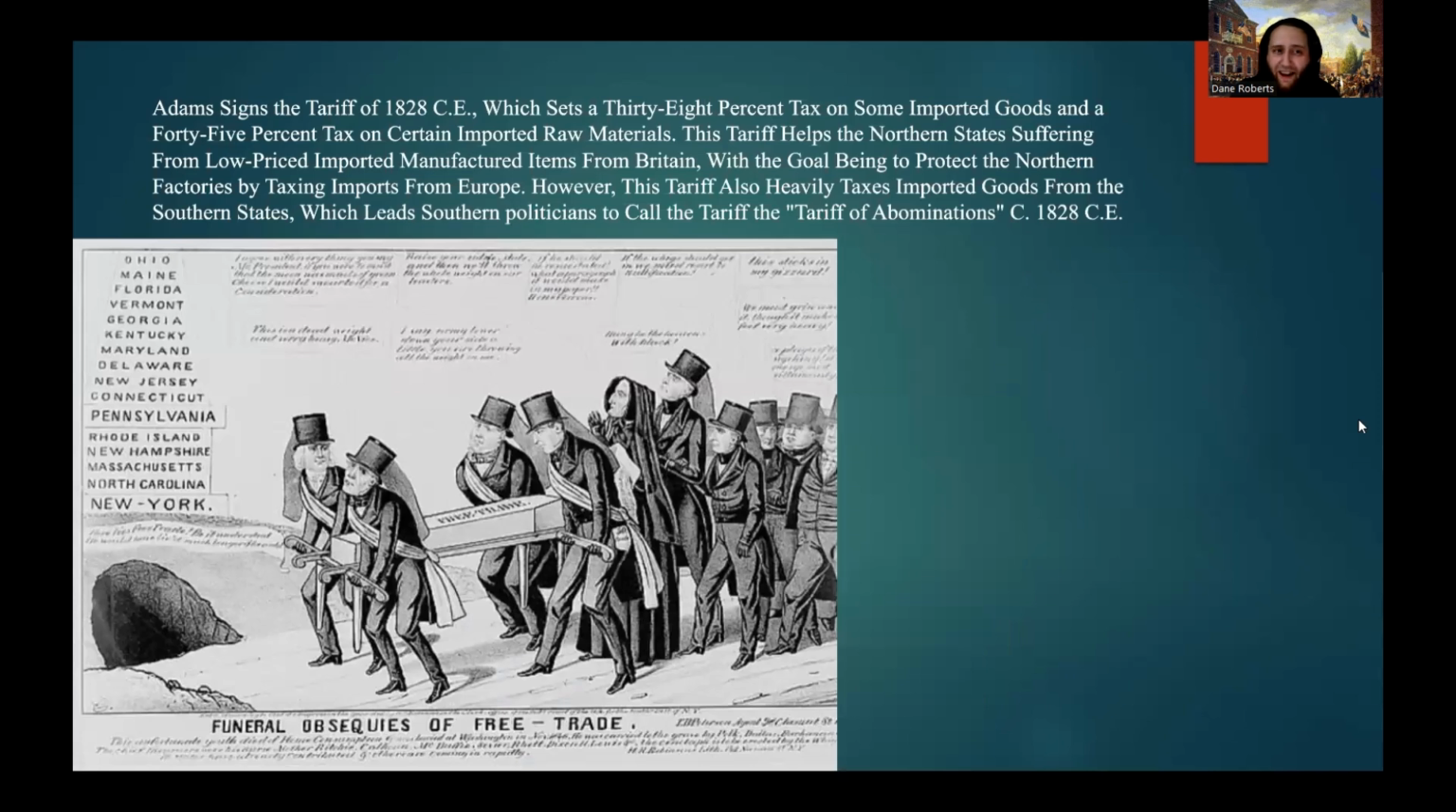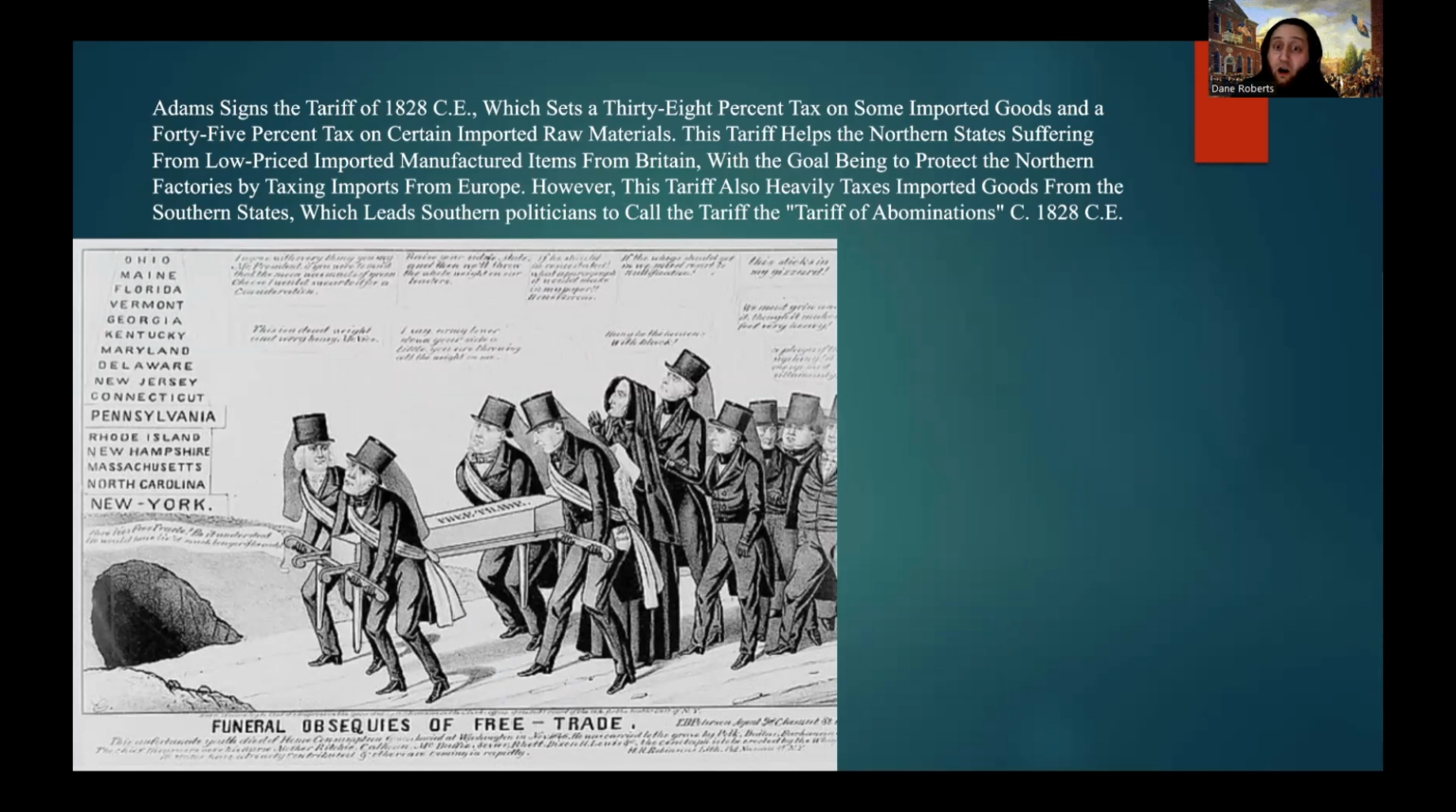Adams would also sign the Tariff of 1828 CE, which would set a 38% tax on some imported goods and 45% tax on certain imported raw materials. This tariff would help the northern states suffering from low-priced imported manufactured goods from Britain, with the goal being to protect northern factories by taxing imports from Europe.